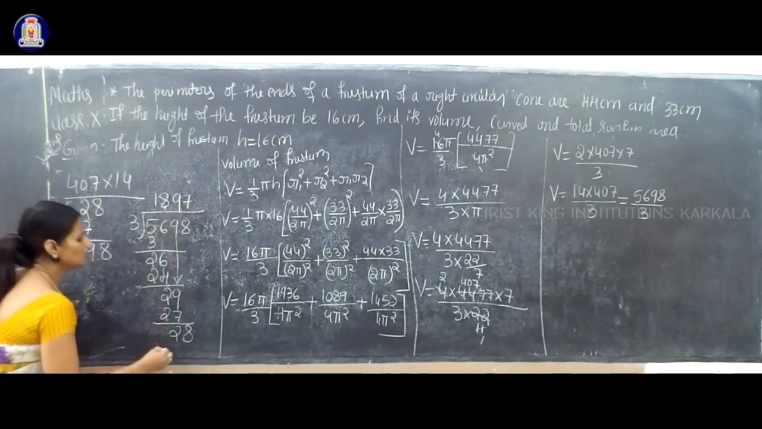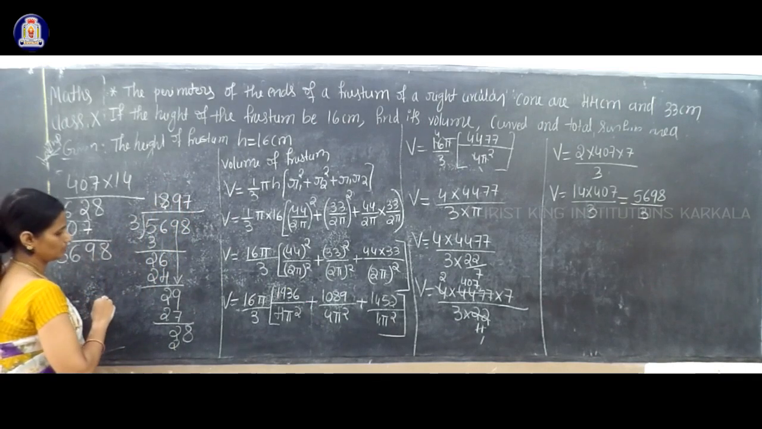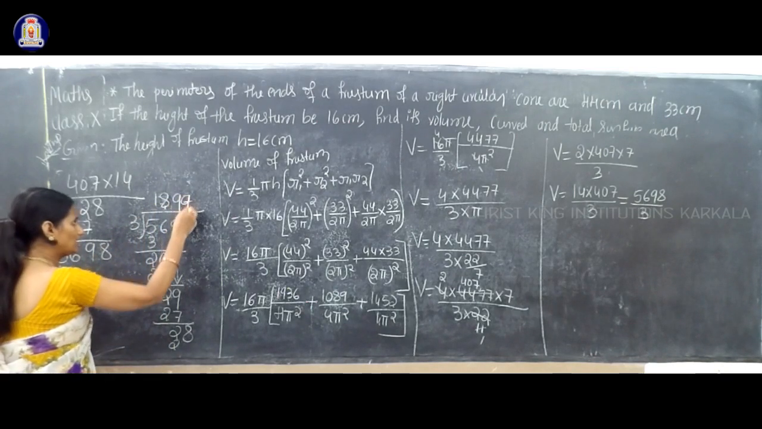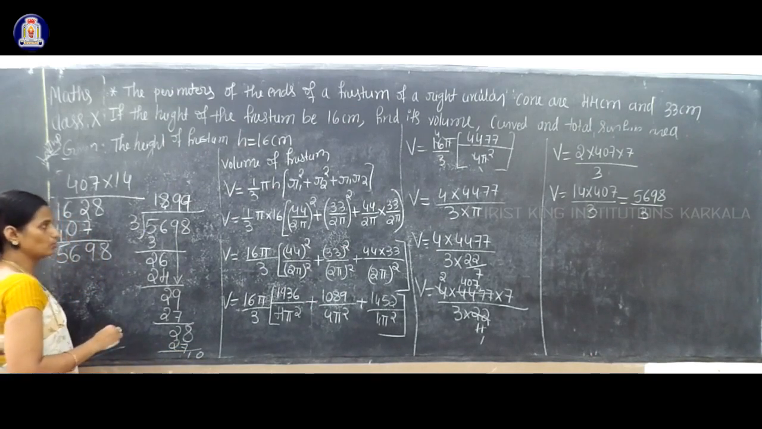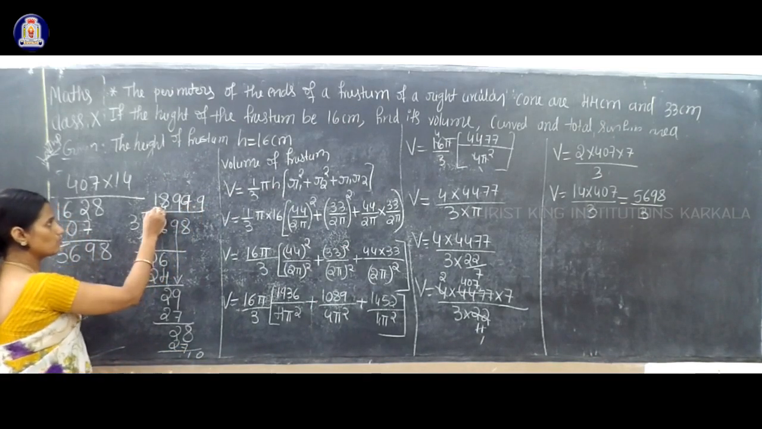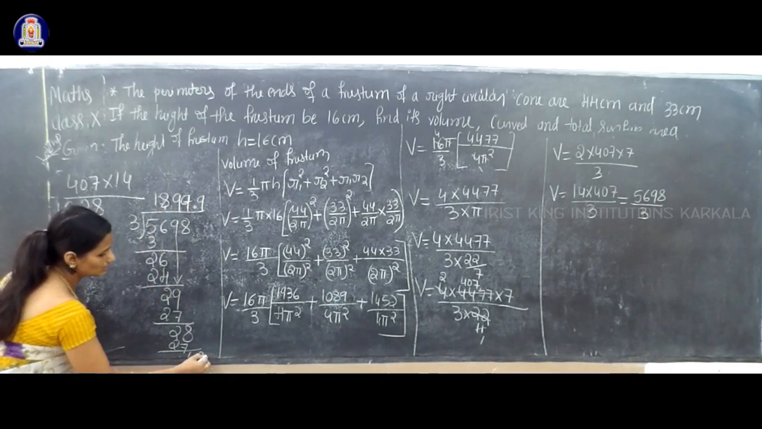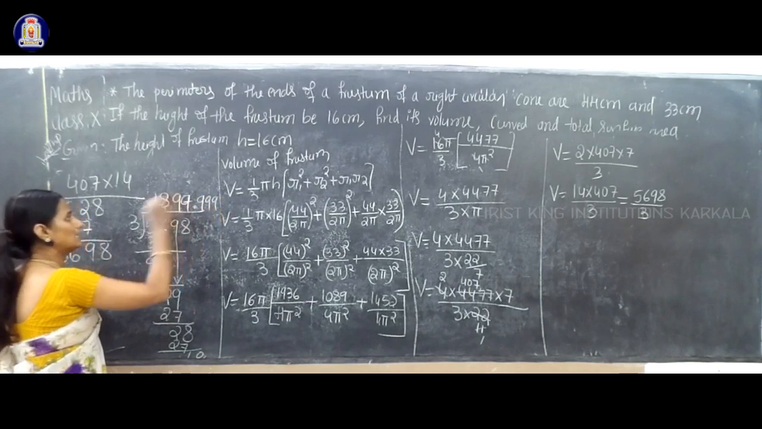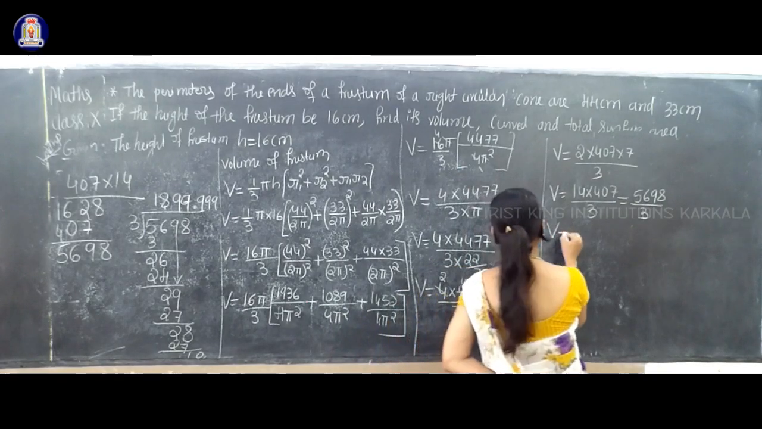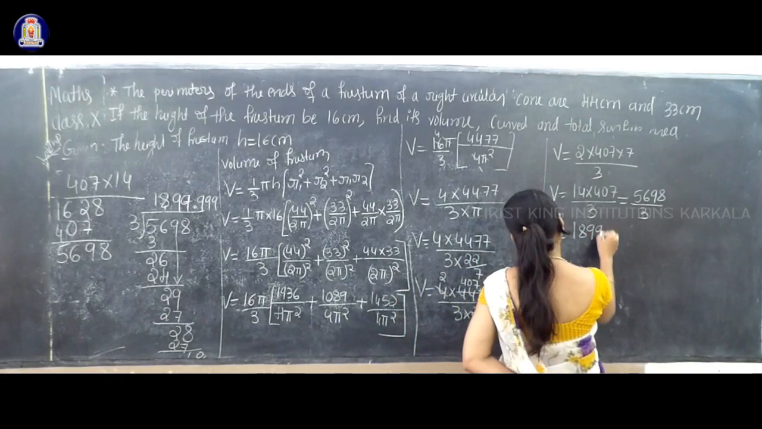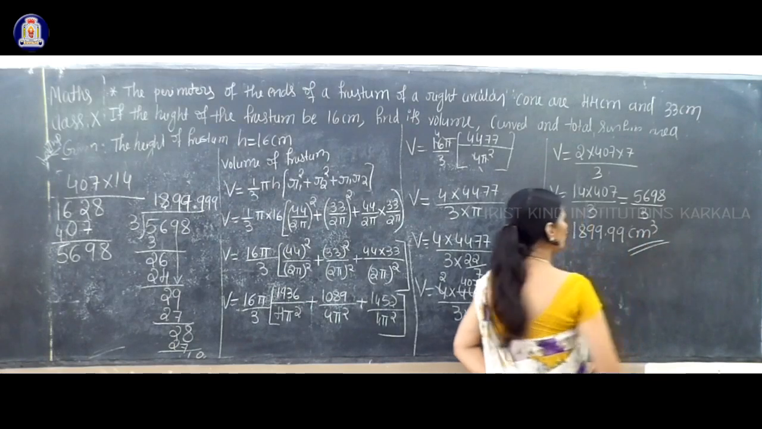3 sevens are 21. 3 nines are 27. 1 remainder, 0 outside. So 3 nines. So 1899.9. So again, we'll get more. 3 threes are 9, means it is 9.999 we'll get. Right. Now what is the volume? Volume is equal to 1899.99 centimeter cube. So this is your volume.